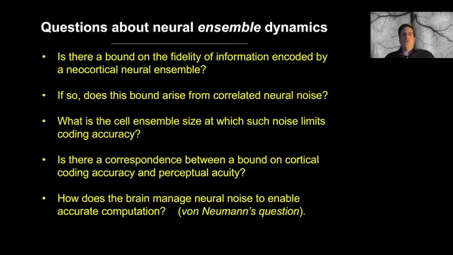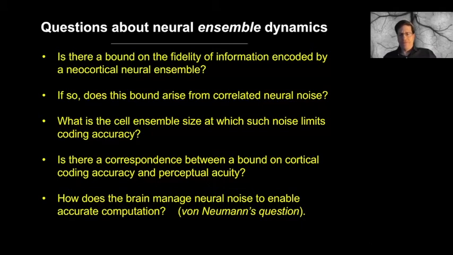So we went into the study with a number of different questions. First of all, we wanted to know whether one could measure this bound on the fidelity of encoded information by a neurocortical sensory ensemble. And if so, does that bound indeed arise from correlated neural noise of the type that I've been discussing? How many cells are needed to discern such an effect? At what population size does it rise? Is this noise actually limiting on perception? So is there any kind of correspondence that we could find between the bound on cortical coding accuracy and perceptual acuity? And then lastly, can we get any insight into von Neumann's question?